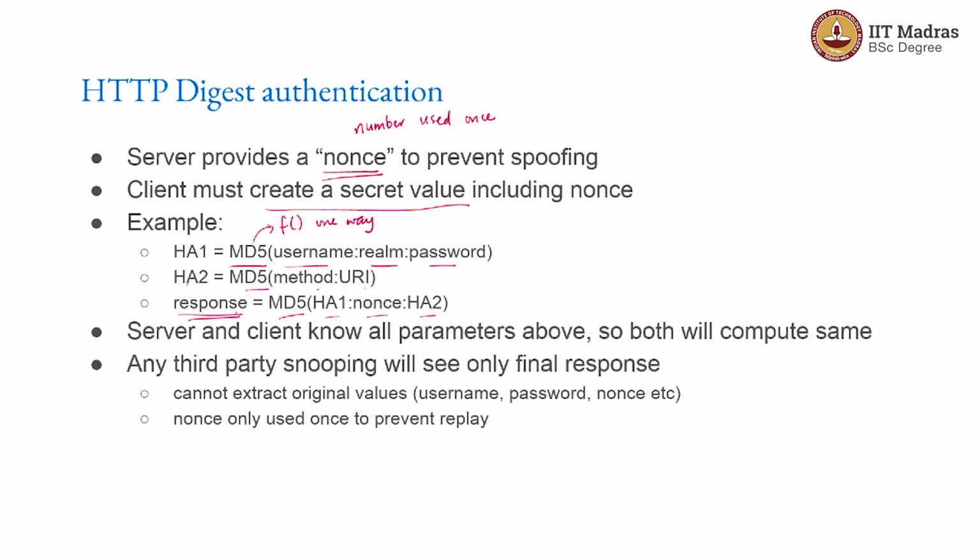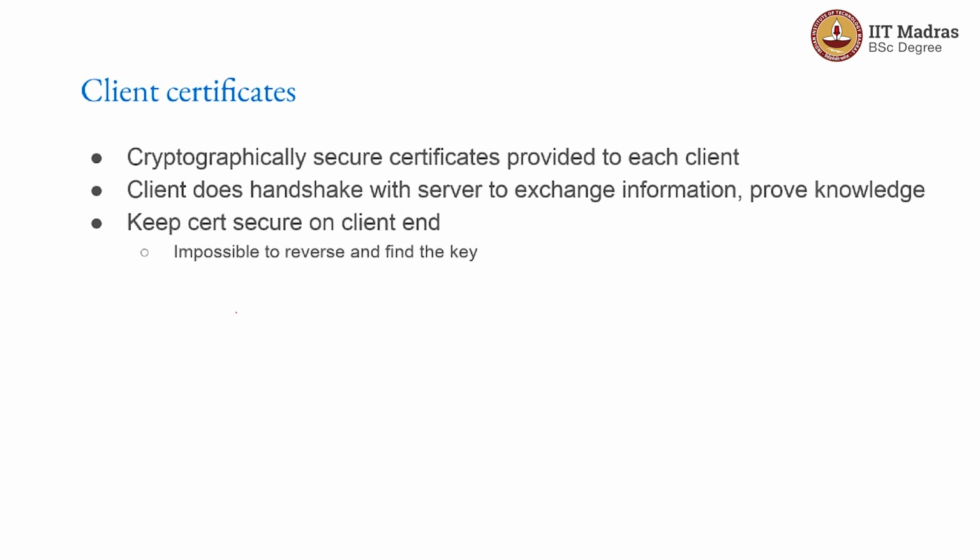And because it's a nonce, a number used only once, it means that each and every time you are trying to access, you will recompute this. So even if a person somehow manages to get hold of one of these tokens, they can't invert the functions and get your password, and they can't use this same value again because the nonce would have changed. So digest authentication is slightly better in that way than basic authentication.